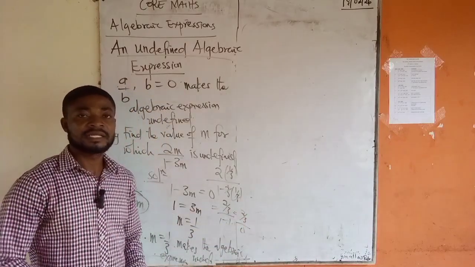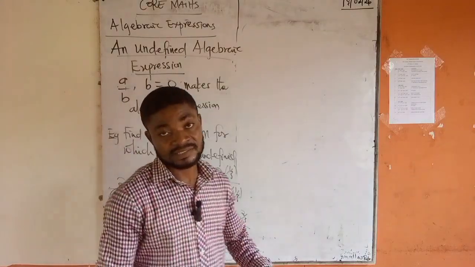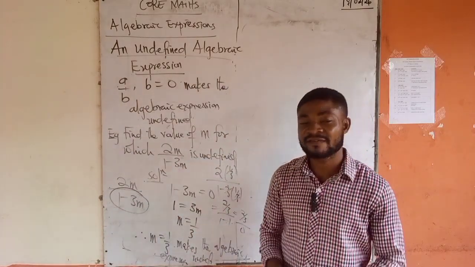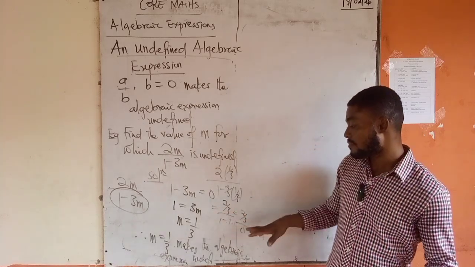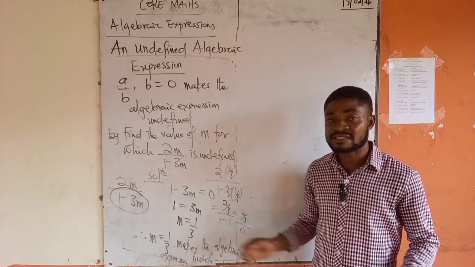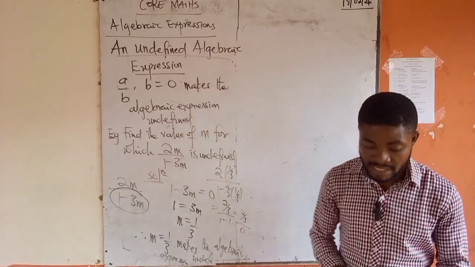And then any number divided by 0 is undefined or does not exist. There's no way you can tell me you are dividing something into 0 equal parts. It does not exist. So this is the value which makes this expression undefined or non-existent. Okay.